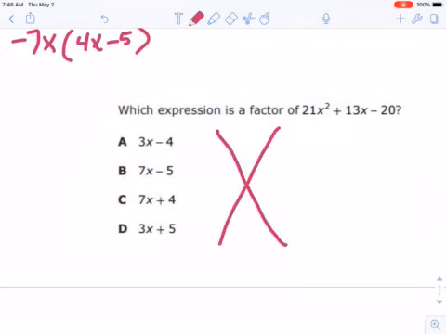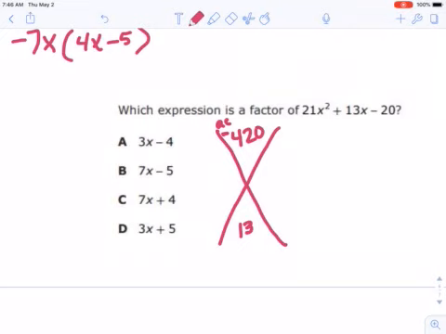So on the top, I need to multiply a times c. So in this case, 21 times 20. That's going to give me 420, and it's negative. And on the bottom, I'm going to put 13, and it's positive. Now, this is a big old number. This is where you would want to rely on your calculator to really help you out figuring out the factors of 420.